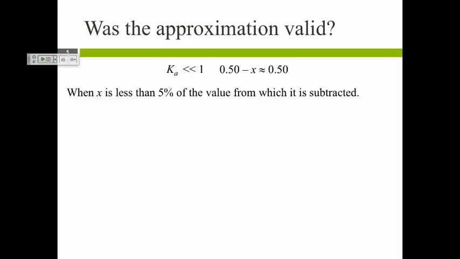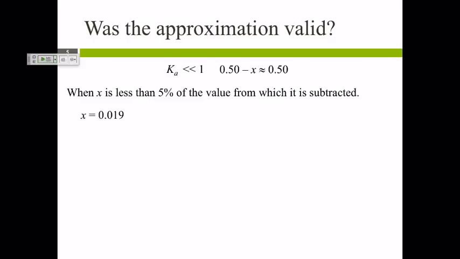The way that we see whether that assumption was okay to make or not is, was there less than 5% of that initial acid? Is X less than 5% of what we started with? So basically saying, is the change from what we started with, is there 95% or more of what we started with still there?